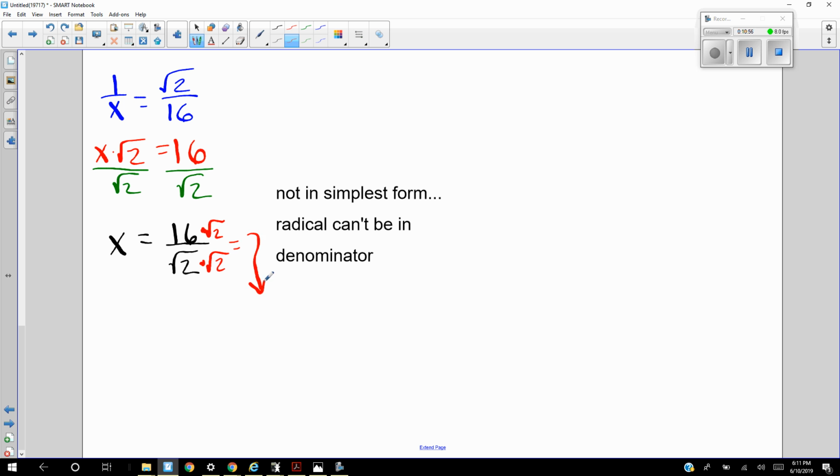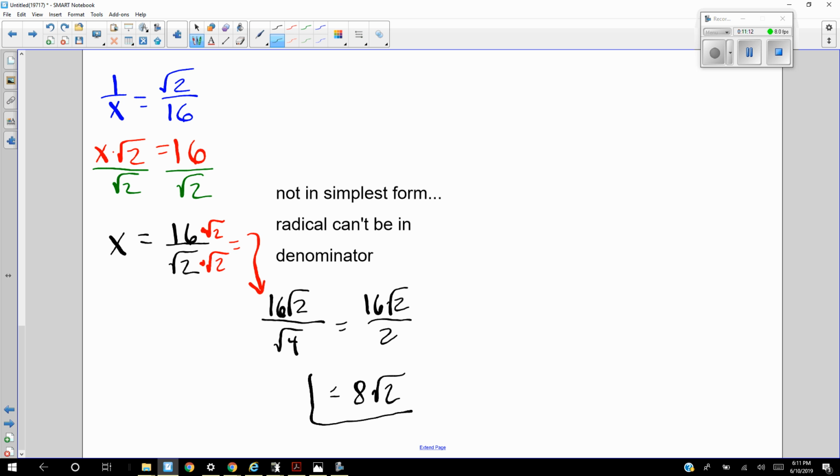I don't have enough space, so I'm going to write the answer right here. You're going to get 16 radical 2 across the top. Radical 2 times radical 2 is radical 4. Of course, radical 4 is equal to 2, and then 16 divided by 2 is 8. So that's our answer for x.